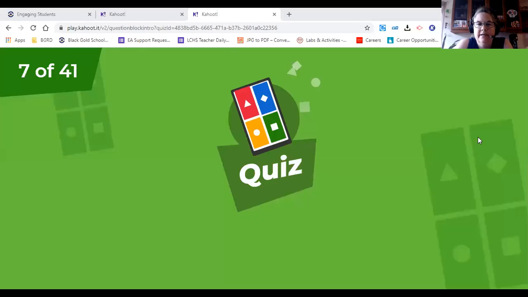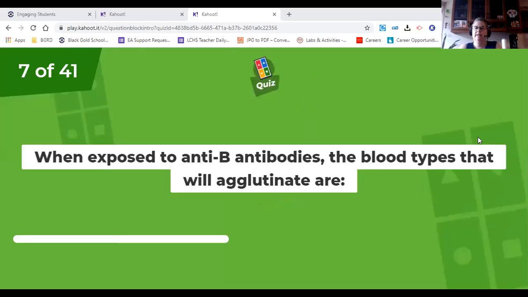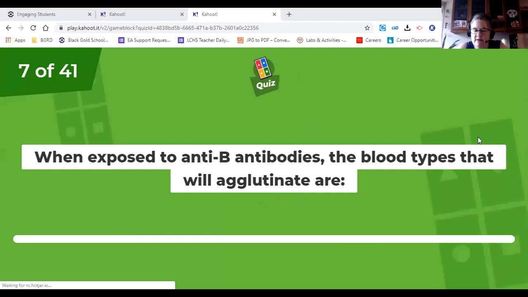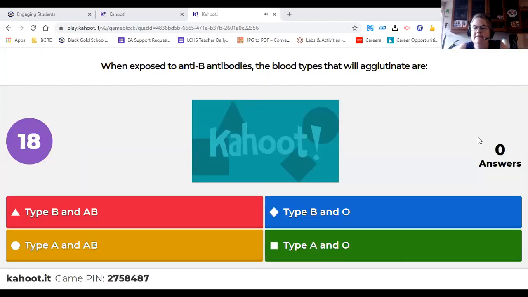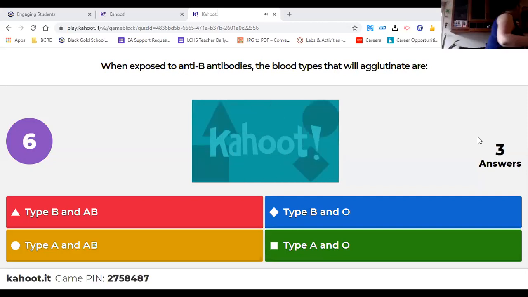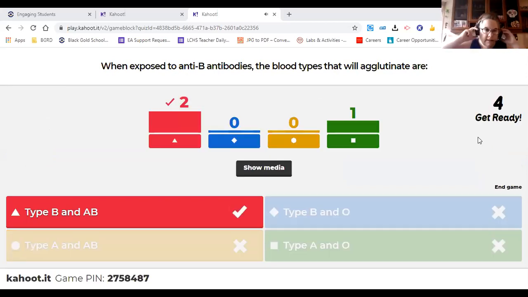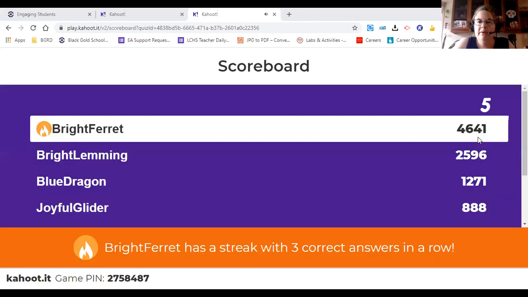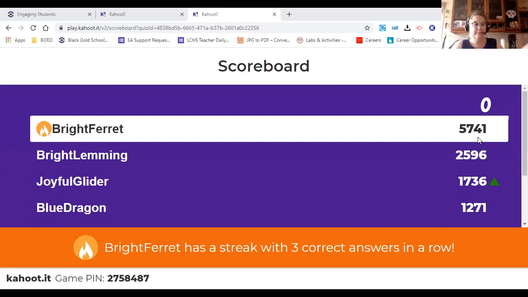All right, next one. When exposed to anti-B antibodies, the blood types that will agglutinate are, okay, agglutinate, fancy word for clumping. So what's the blood type that will clump? Okay, type B and AB. So we want to remember if there's anti-B antibodies, it's going to clump with anything that has a B antigen.